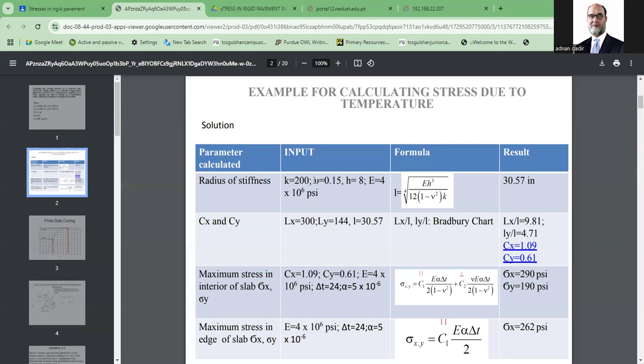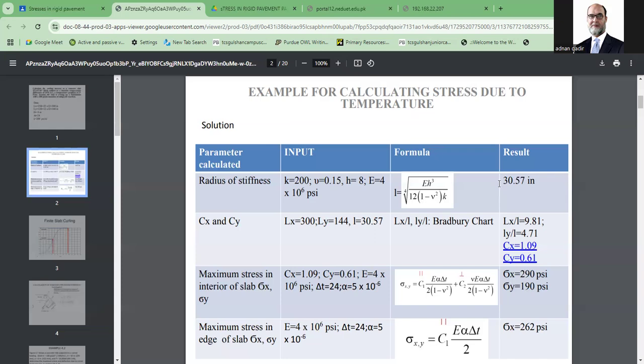The Poisson ratio for concrete is 0.15. That's why we have taken 0.15. And the depth of the slab was 8 inches, which is known as h here. And E is 4 million psi. So from that, we have calculated the radius of stiffness as 30.57 inches.